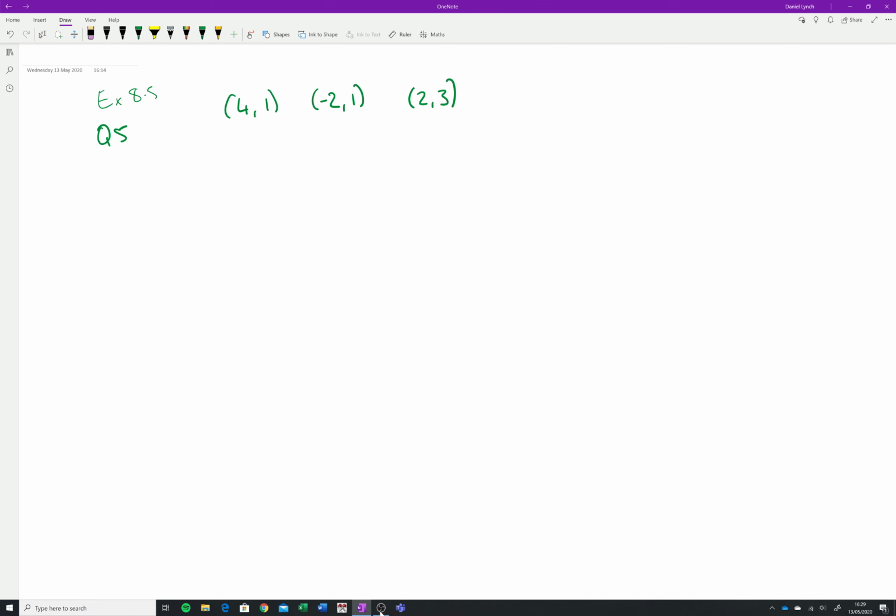Okay, I've taken exercise 8.5 and I've taken question 5. It asks us to find the equation of the circle that contains these 3 points. Now there are 2 ways to do it, and I'm going to show both, and I really do recommend that you do both of these things here. It's a bit of a hike for sure, but it's worthwhile being able to do it.